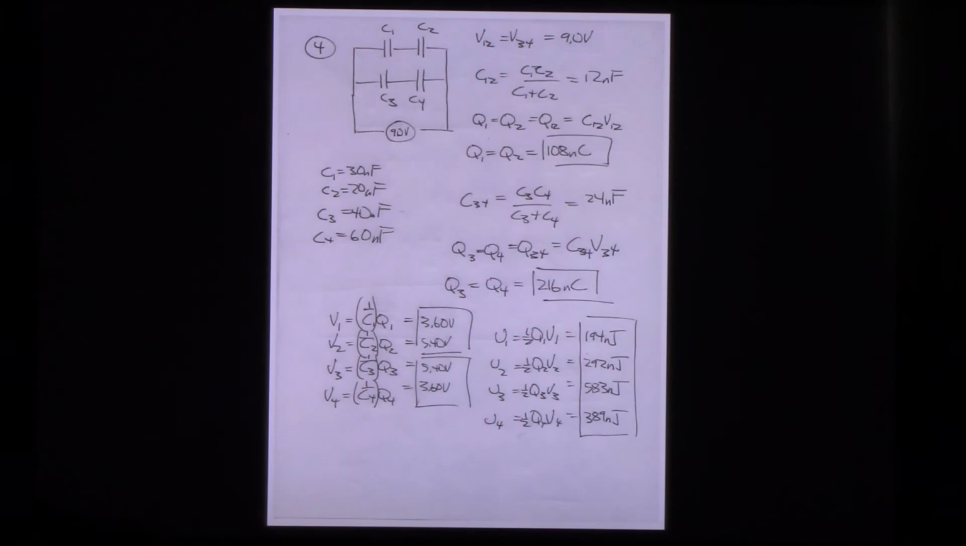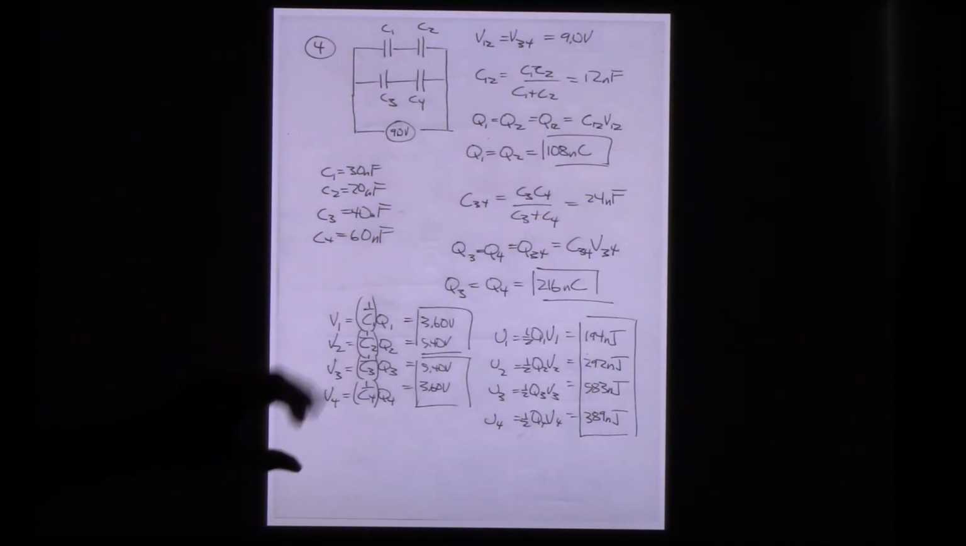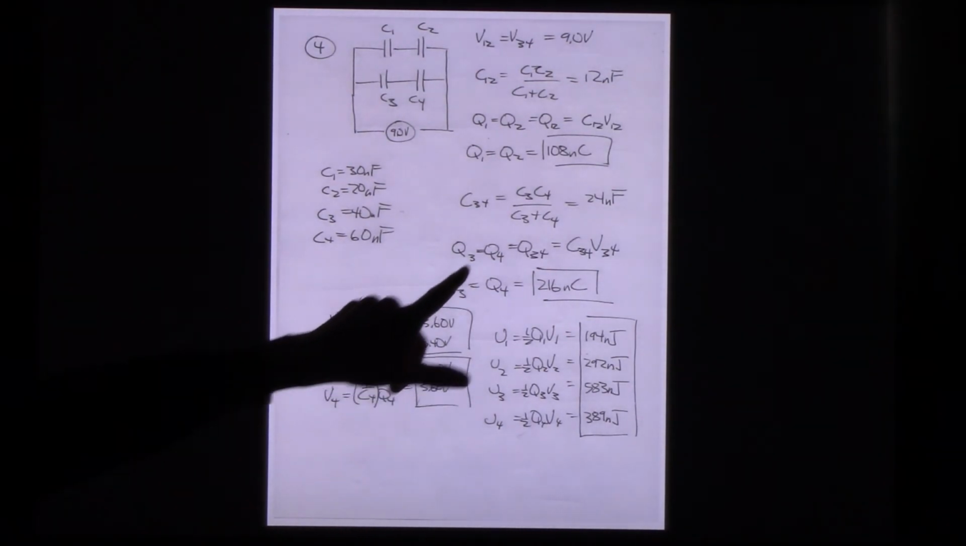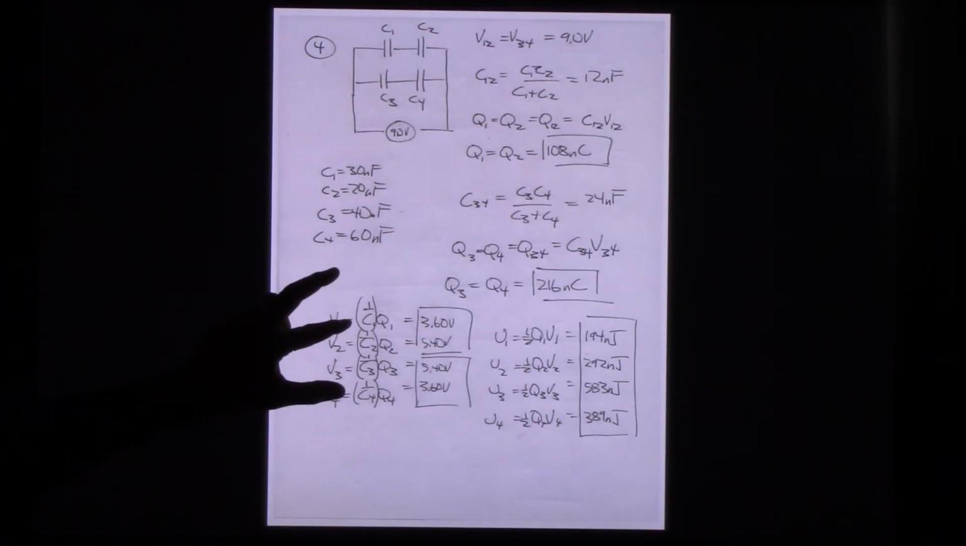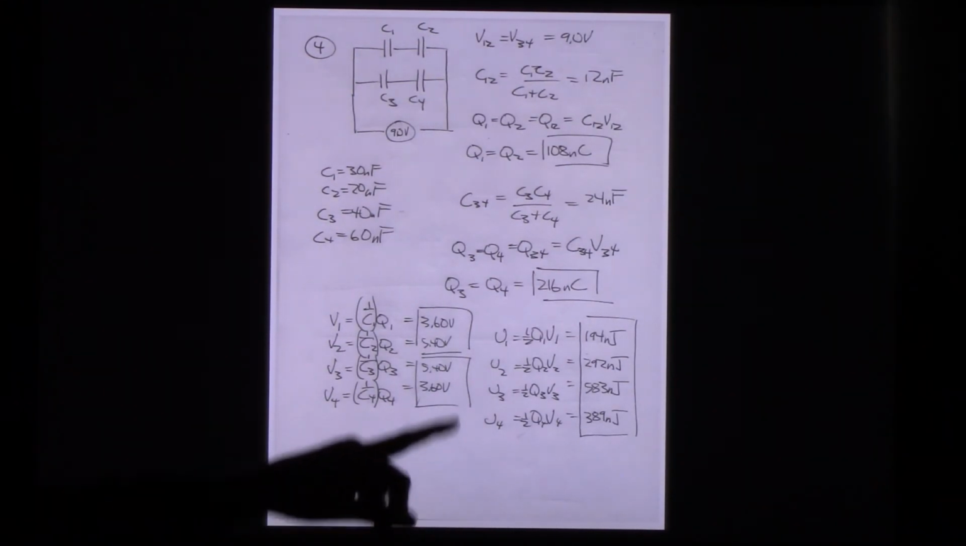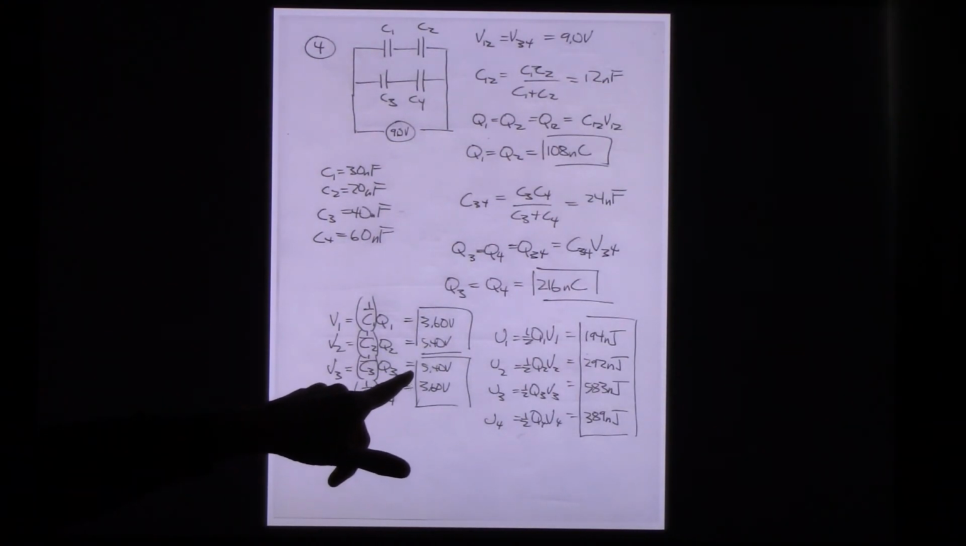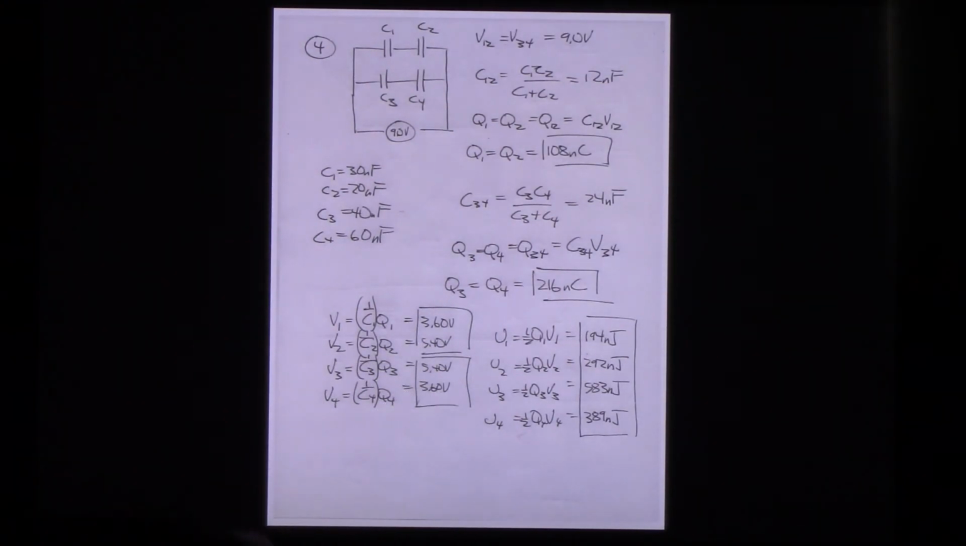Now it also wanted all the voltages. We got all the charges. They want all the voltages, and I can get the voltages one by one now by taking these charges and dividing through by the corresponding capacitance. I ended up with 3.60, 5.40. Oh look, 5.40, 3.60. Now what should be true, when you can find places to double check.